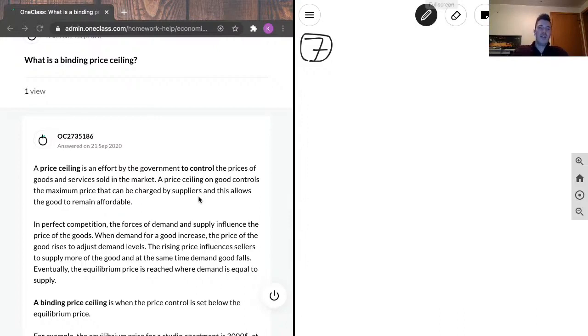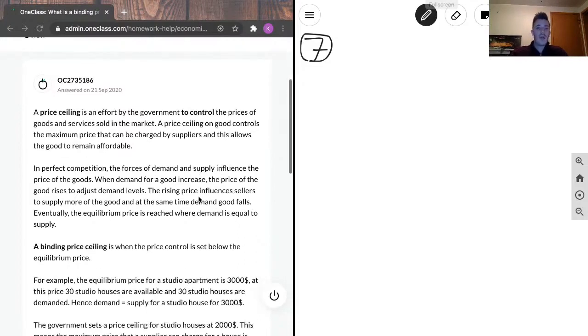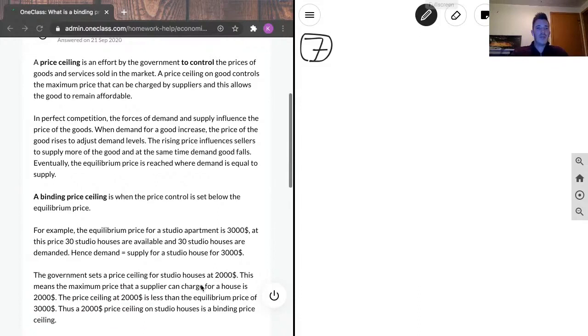In perfect competition, forces of demand and supply influence the price of the goods. When demand for a good increases, the price of the good rises to adjust to demand levels. The rising price influences sellers to supply more of the good, and at the same time, demand for the good falls, I would assume. Eventually, the equilibrium price is reached where demand is equal to supply.